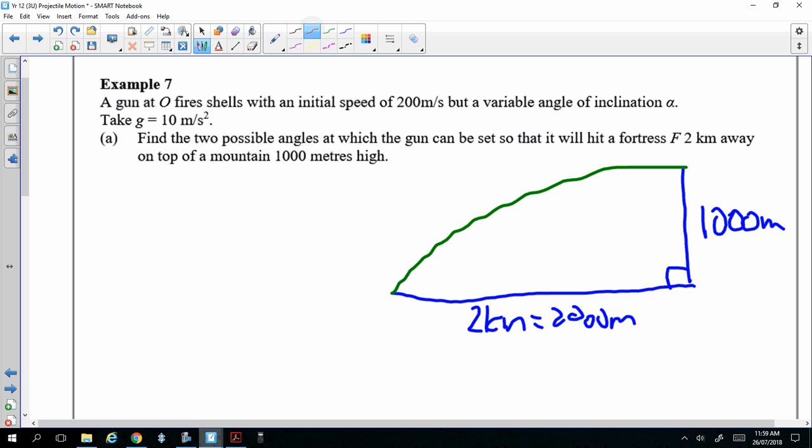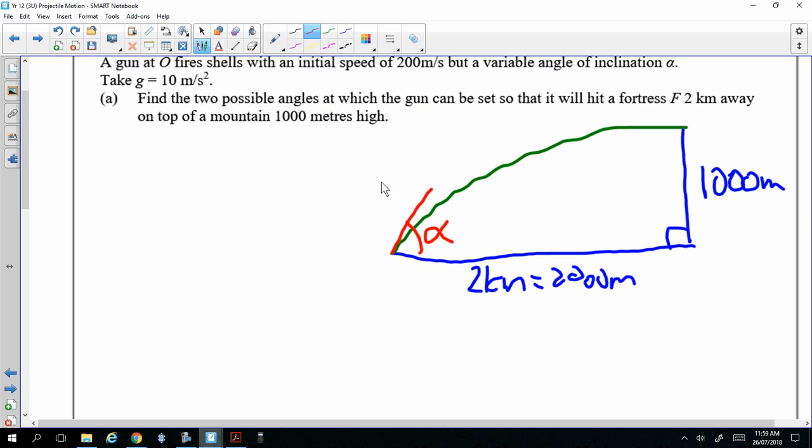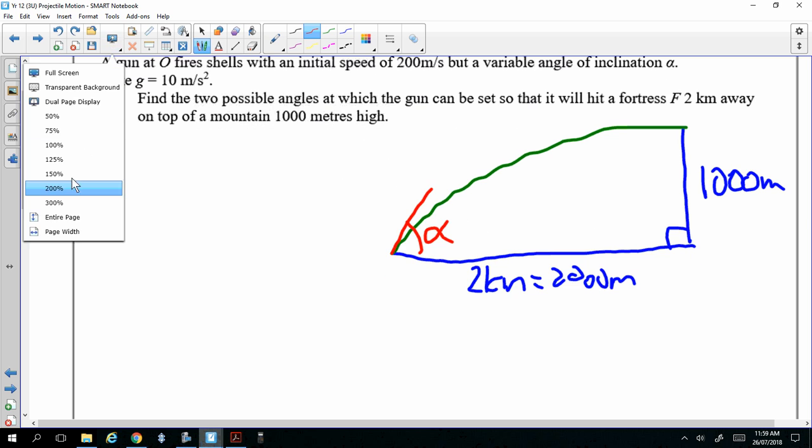So the angle is alpha, which is not given. We have to work out what alpha is. All the previous questions had the angles given, but this one, the angle is not given. You have to work out alpha. So we have to set up the 6 equations of motion, and then we're going to solve for alpha.